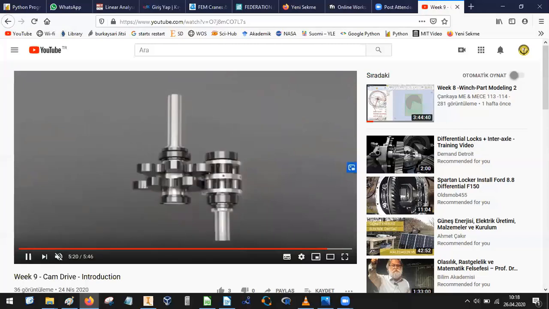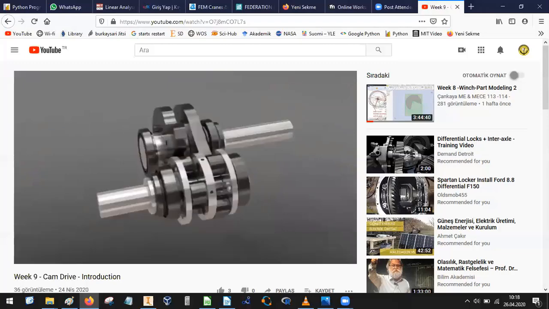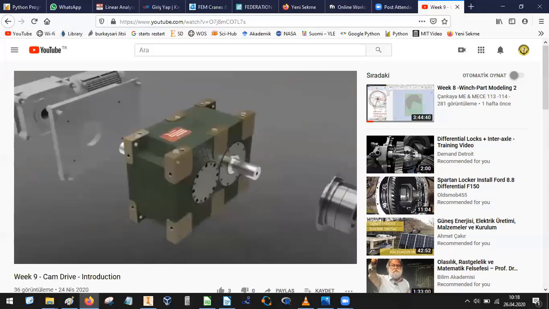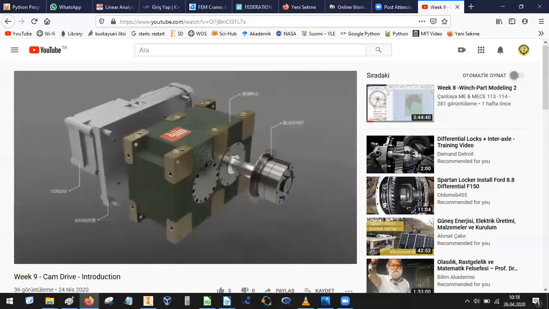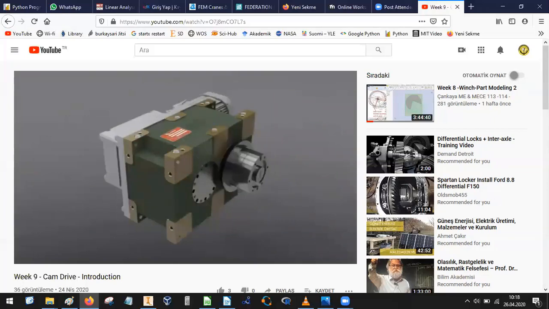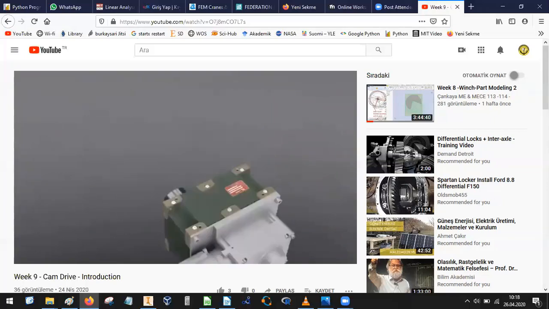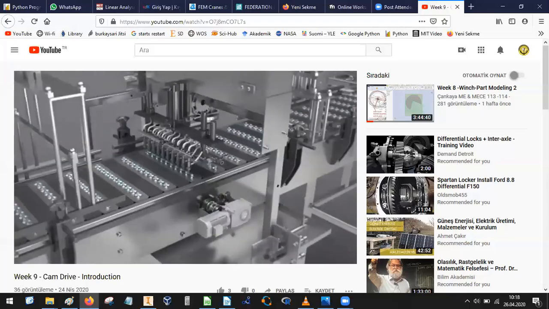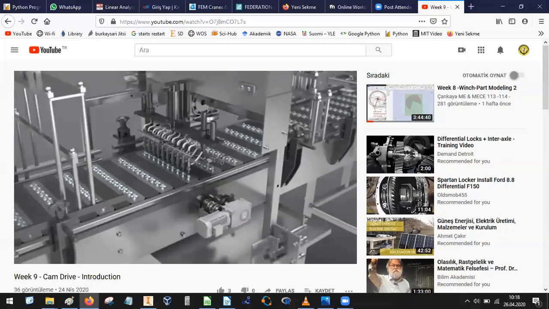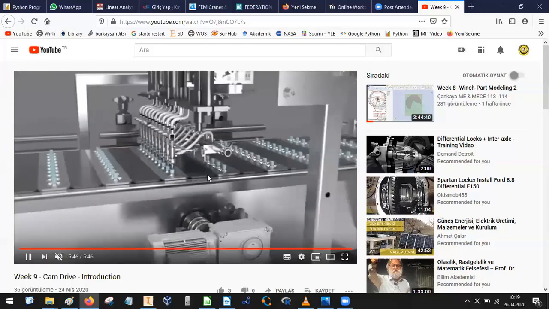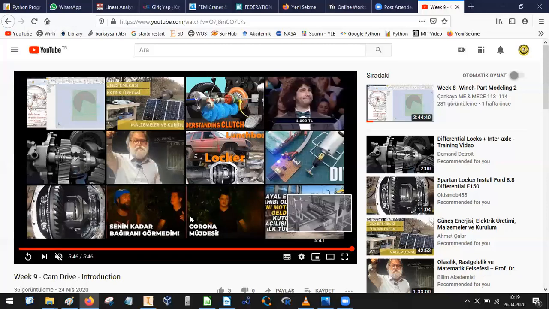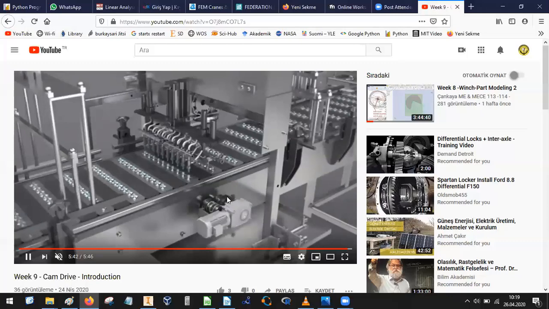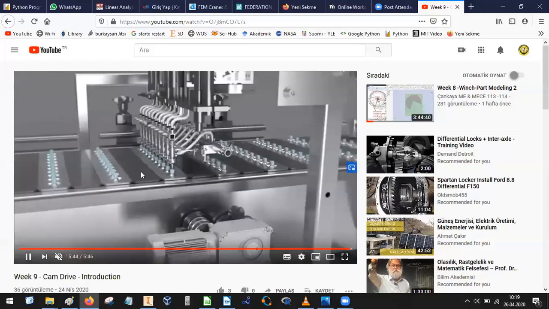Again, the same movement. The drive movement, as you see, comes from this parallel drive unit. This controls our movement.